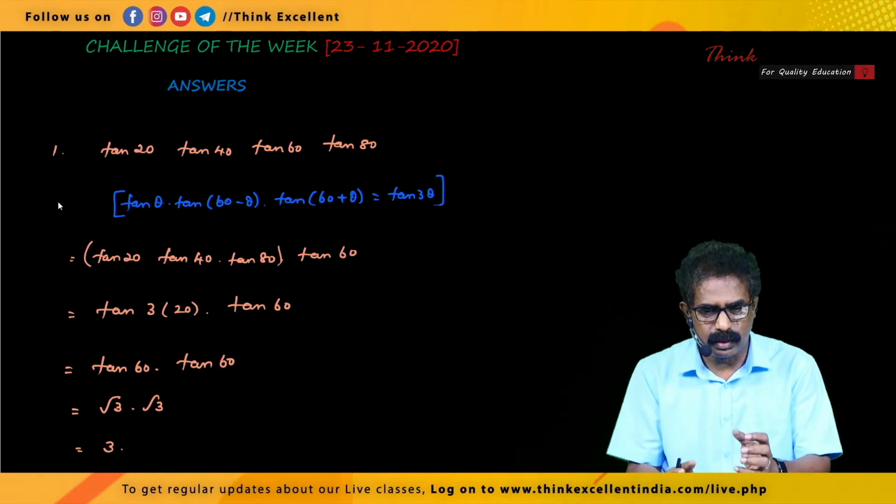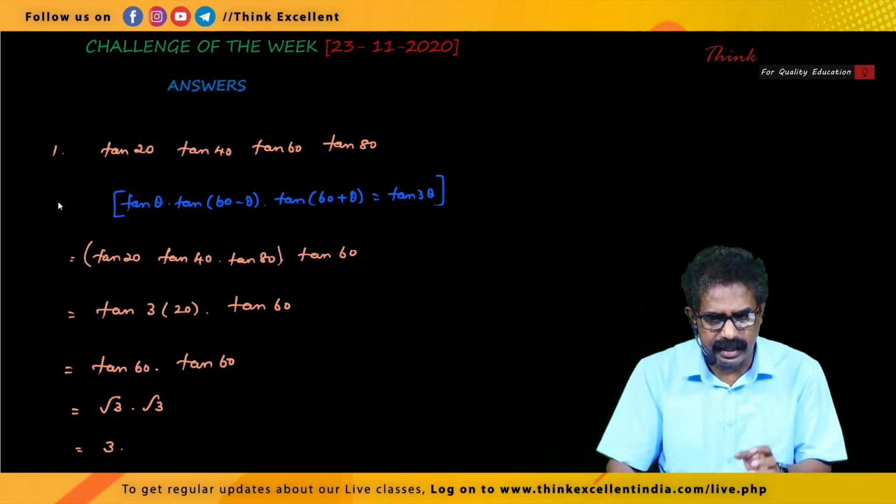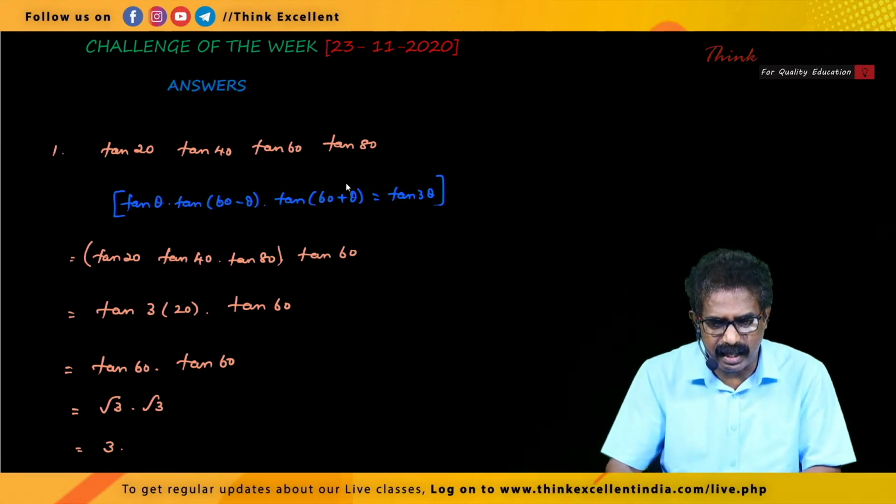So there is the result: tan theta, tan 60 minus theta, tan 60 plus theta, that is tan 3 theta. So if you give 20 for this theta, the first term will become tan 20, then the second term will become tan 60 minus 20, tan 40, tan 60 plus 20, tan 80.